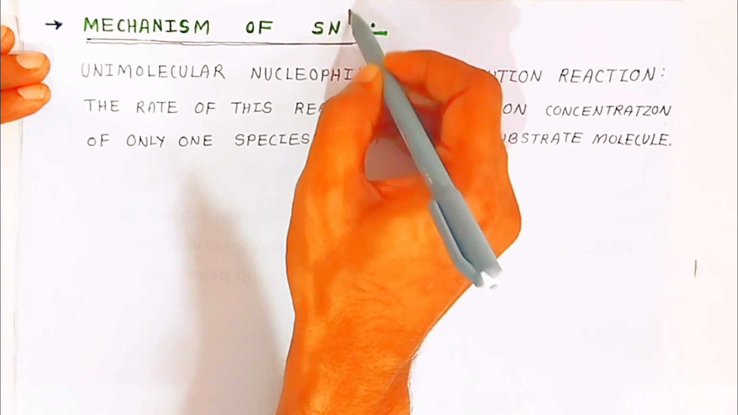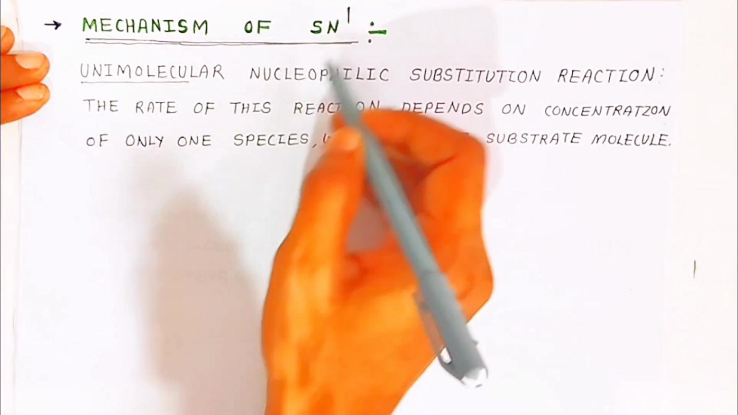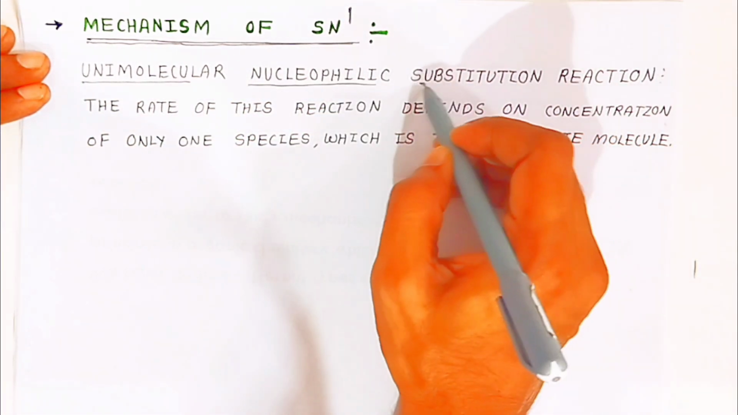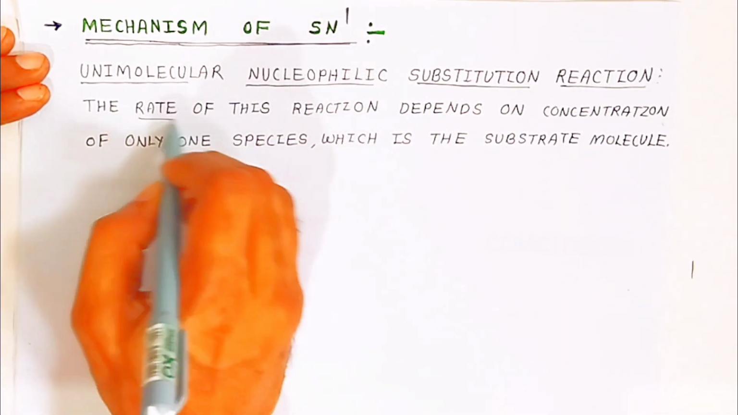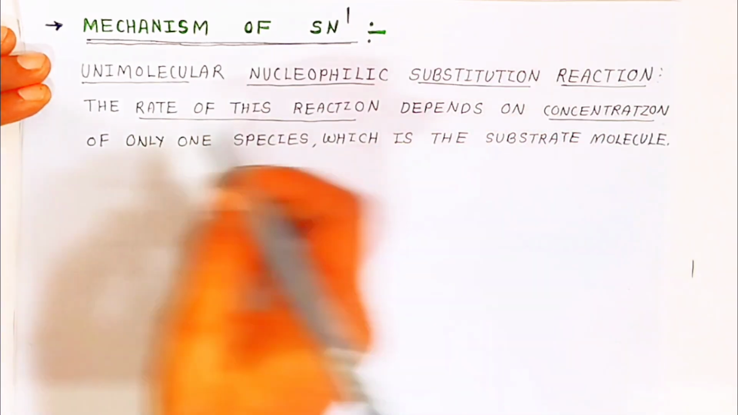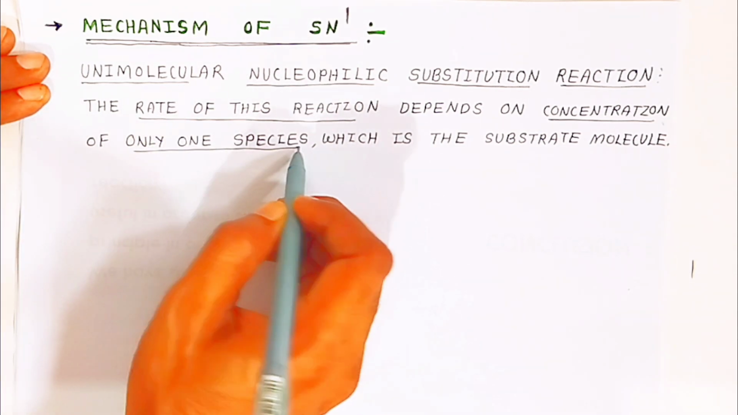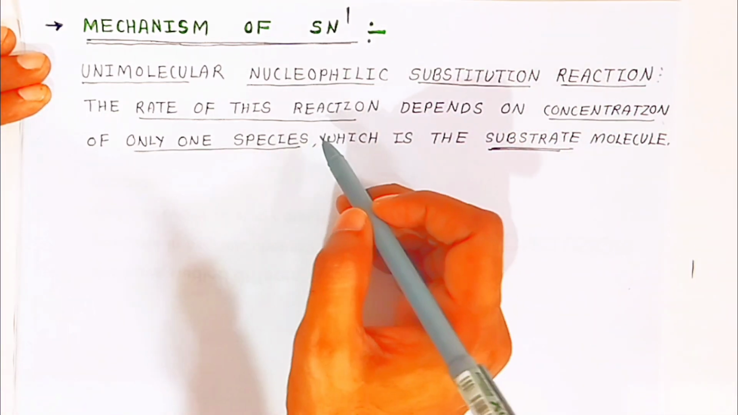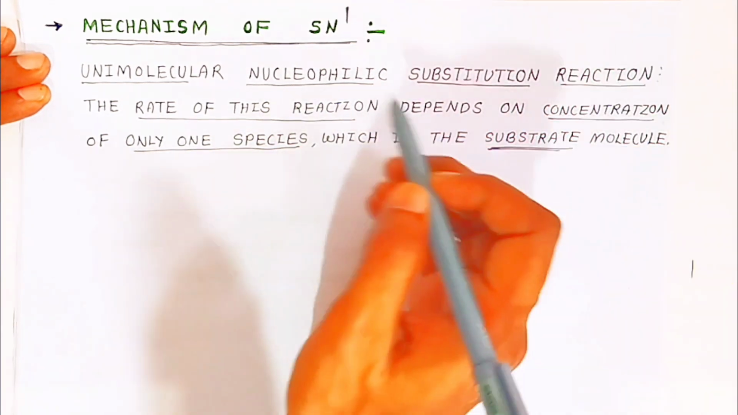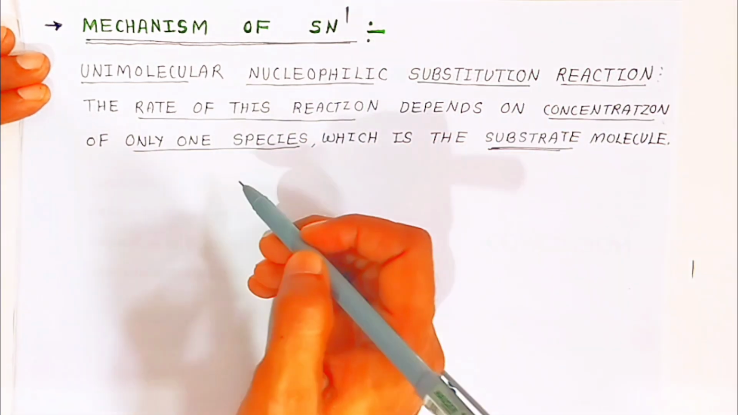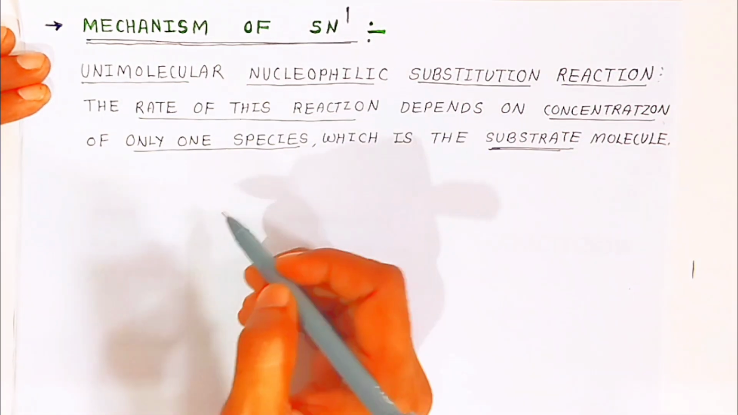So why is this so, students? The 1 stands for unimolecular, N stands for nucleophilic, S stands for substitution. So this is the unimolecular nucleophilic substitution reaction. Here the rate of the reaction depends on the concentration of only one species, that is the substrate. The rate is totally dependent on the concentration of the substrate. That is why it is called a unimolecular nucleophilic substitution reaction. In examination they ask what is a unimolecular reaction, write down its mechanism. Understanding? So this way, students, you have to represent the answer.